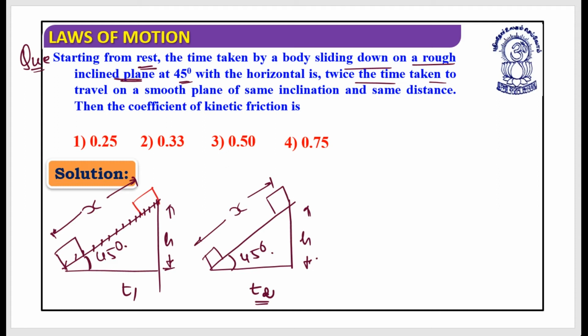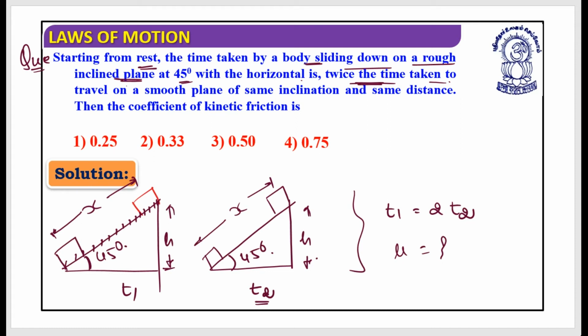And they have mentioned that the time taken by a body sliding down a rough inclined plane with the horizontal is twice the time taken to travel on a smooth plane. So one more piece of data is given, which is t1 equals 2t2. This is all they have given. What I need to find is mu, the coefficient of kinetic friction. So how will you do this?